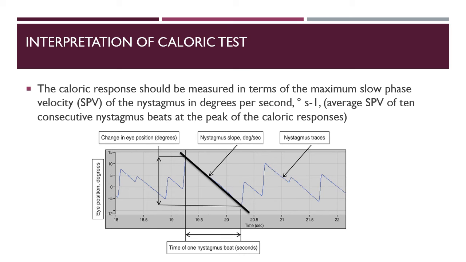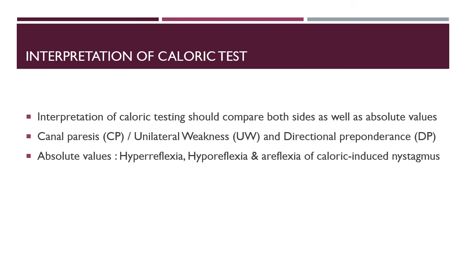Now let me go to how we analyze the response. As we can see here, the amplitude of the slow phase movement, or the magnitude, is measured in degrees from the base of the nystagmus to its peak. Then the nystagmus velocity is measured as amplitude over time in seconds. The caloric response is measured based on the average SPV of 10 consecutive nystagmus beats at the peak of the caloric response.